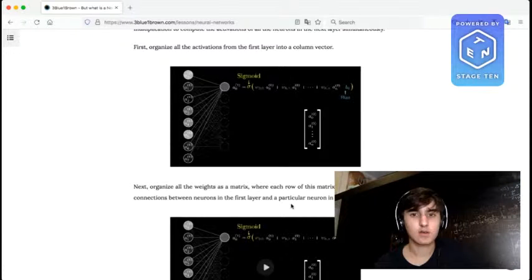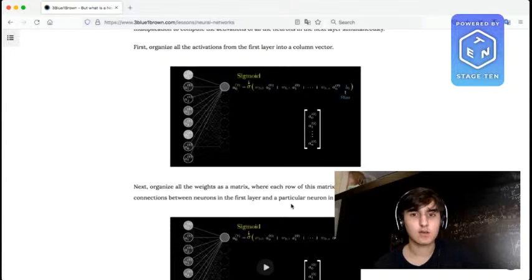They took all the activations from the first layer and made it one vector. Now organize all the weights as a matrix, where each row of the matrix corresponds to all the connections between neurons in the first layer and a particular neuron in the next layer. And these are all those weights. Then they continue that for the second neuron in the second layer, and then the third. Those will all be the different rows of the matrix.